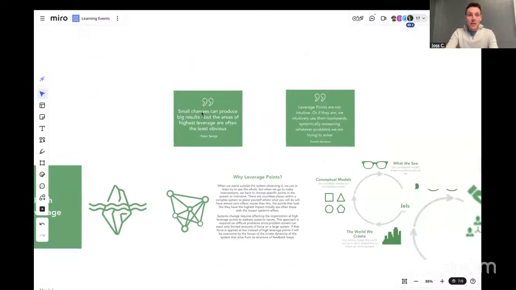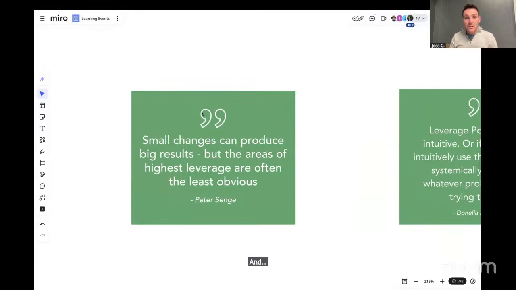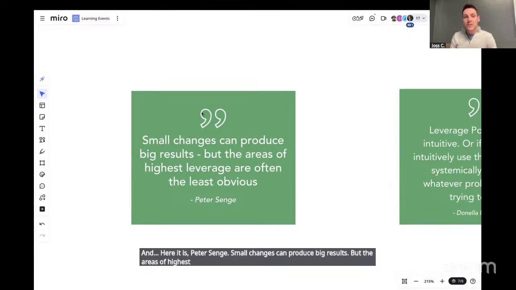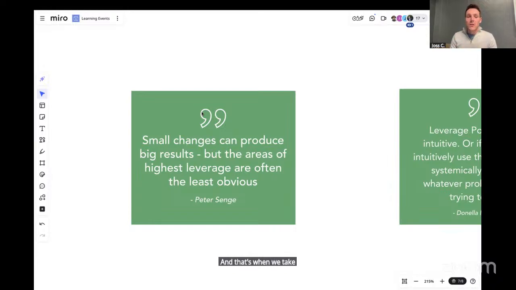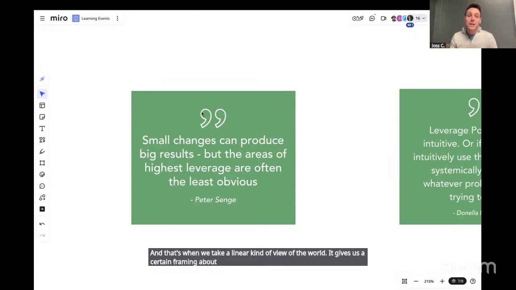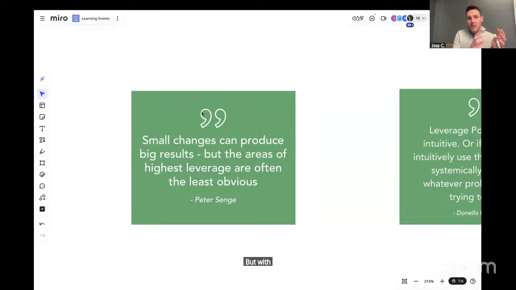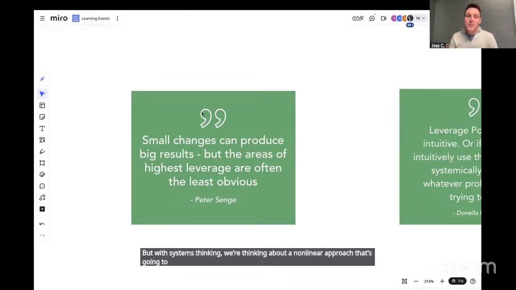And here it is. Peter Senge says small changes can produce big results, but the areas of highest leverage are often the least obvious. And that's when we take a linear kind of view of the world. It gives us a certain framing about the way systems work and about how influence and the capacity to change a system can work. But with systems thinking, we're thinking about a nonlinear approach that's going to help us look more at system structure and how to influence that.